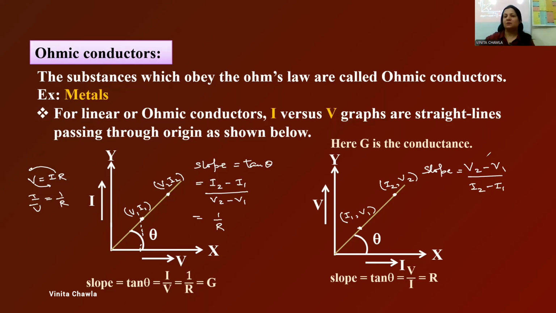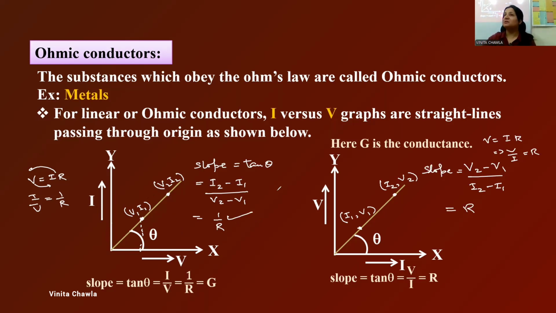Now V upon I is clear, because V is equal to IR, and therefore V upon I is R. So this is R, resistance. So here you'll get R and here you'll get 1 by R. So if you have an IV graph and you are finding slope, then the slope is 1 by R. Again, you have to take the reciprocal to get the resistance.